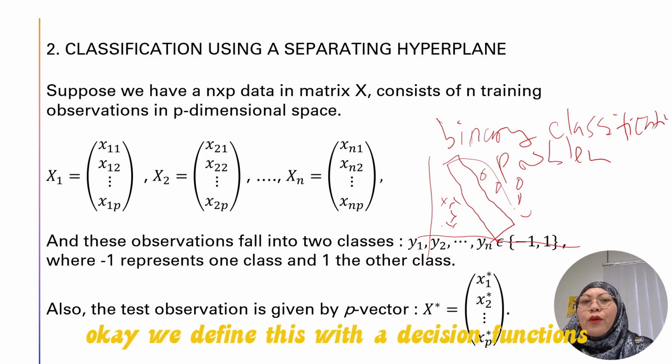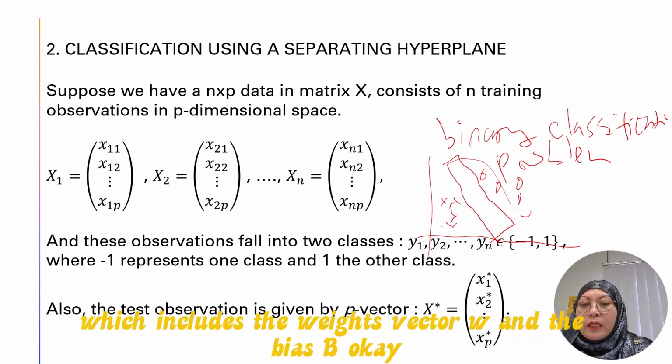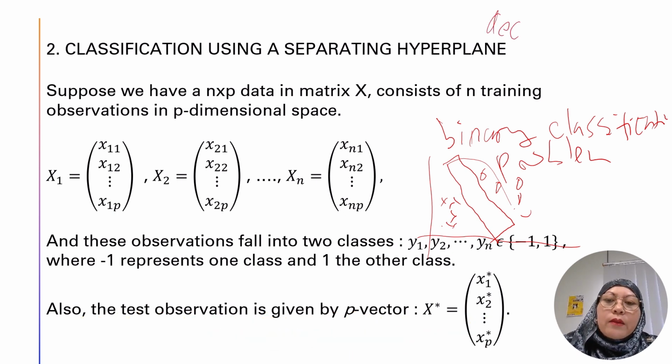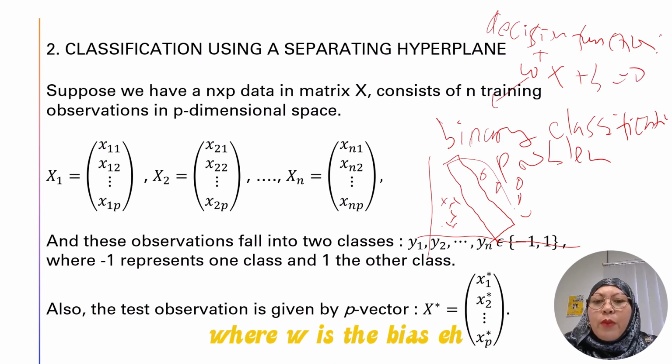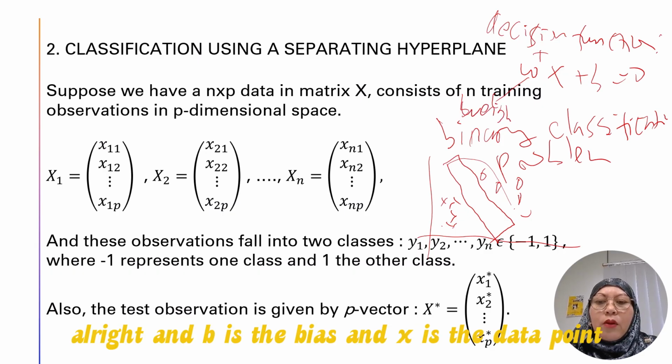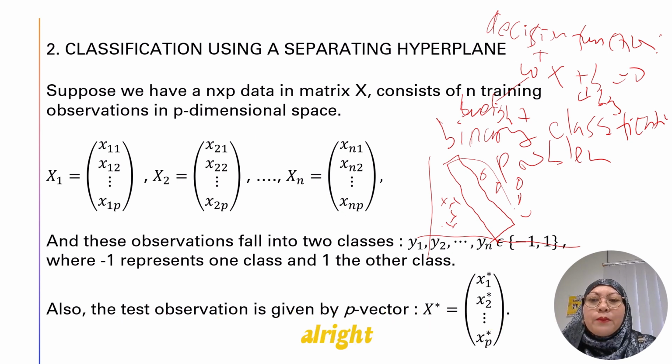Mathematically, we define this with a decision function, which includes the weight vector W and the bias B. The decision function has the formula W transpose X plus B equals 0, where W is the weights, B is the bias, and X is the data point. This is called the decision function.